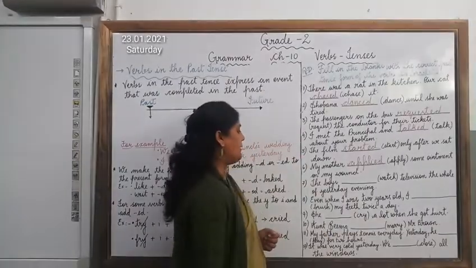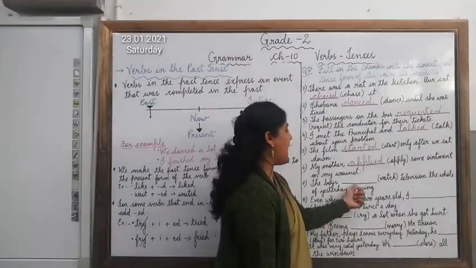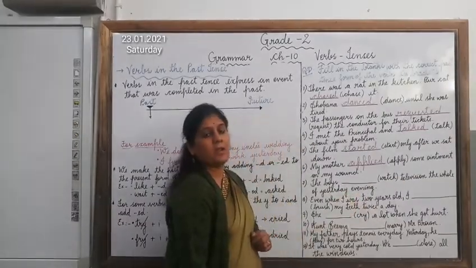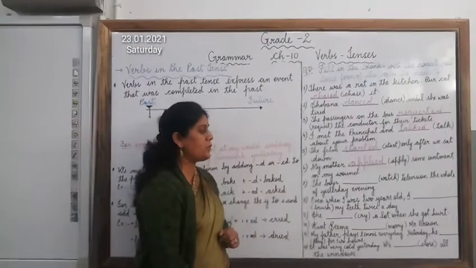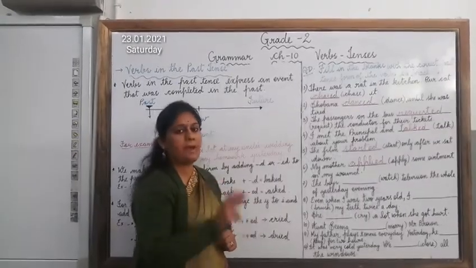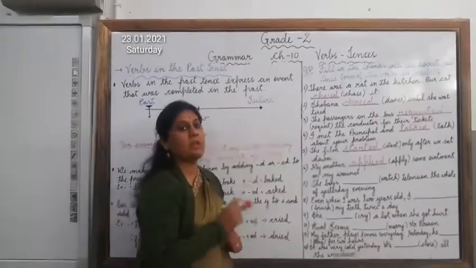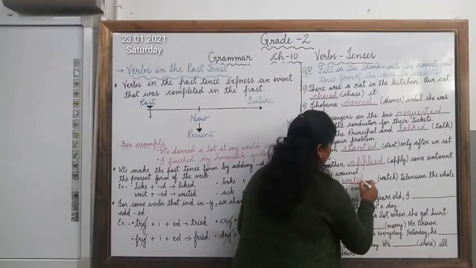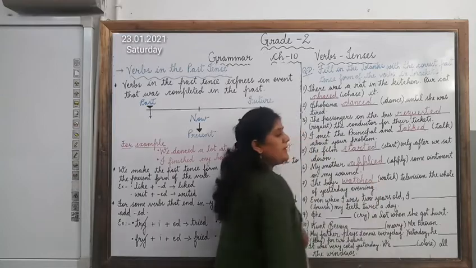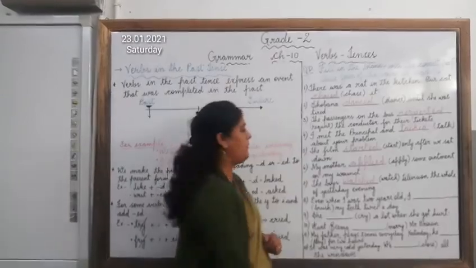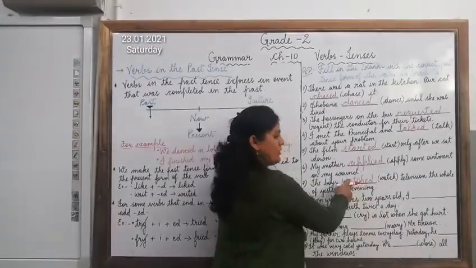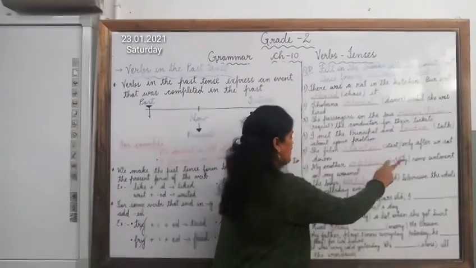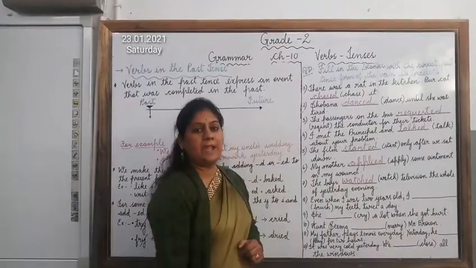Now the second question here is: the boys dash television the whole of yesterday evening. Now here the verb given to you is watch. What is the past form of the word watch? Yes, W-A-T-C-H-E-D, watched. We will just add ed to the verb watch, so it will become watched. So the sentence is: the boys watched television the whole of yesterday evening.